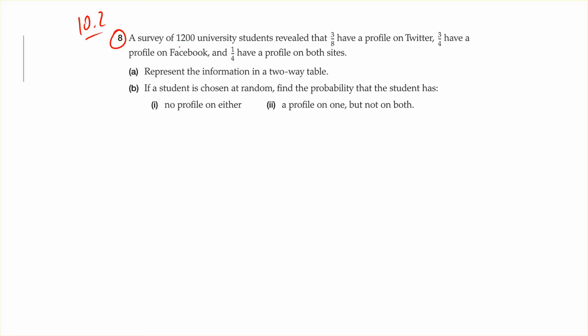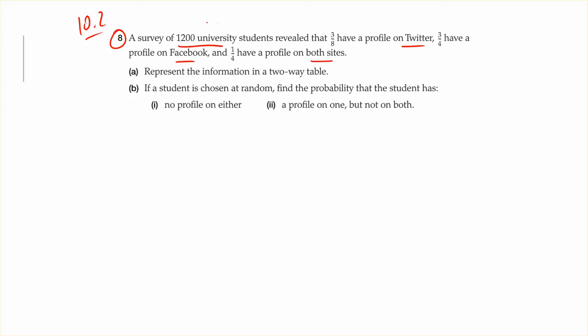A survey of 1,200 university students reveals that 3/8 have a profile on Twitter, 3/4 have a profile on Facebook, and 1/4 have a profile on both sites. So, all I'm doing is a two-way table with regards to whether they have Twitter or not and Facebook or not.